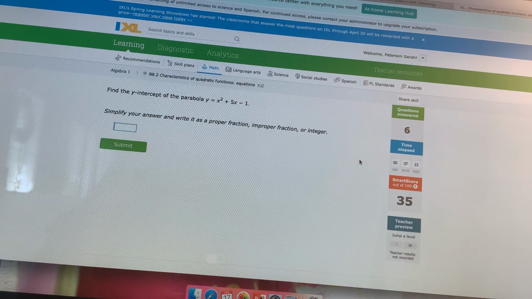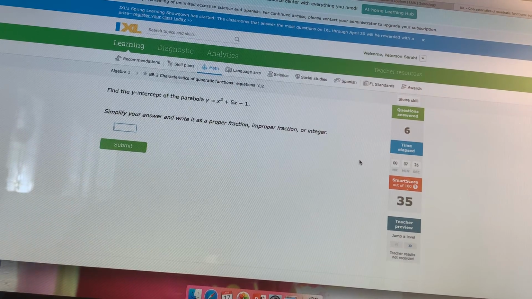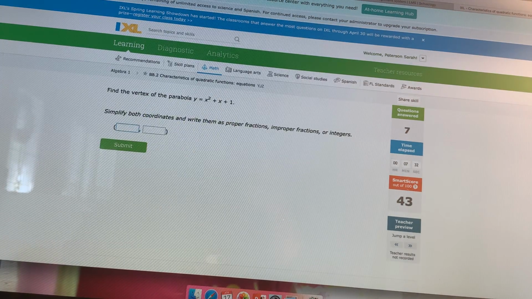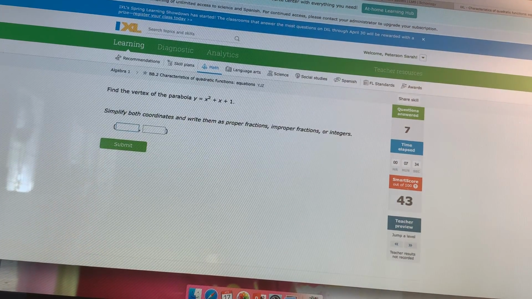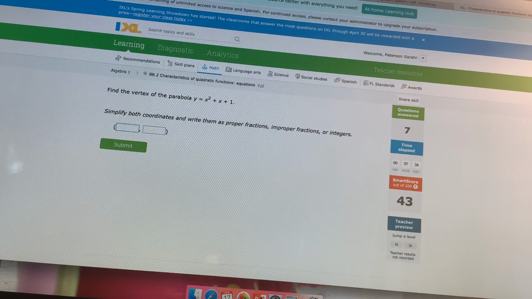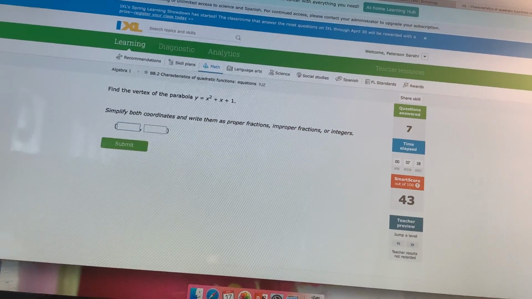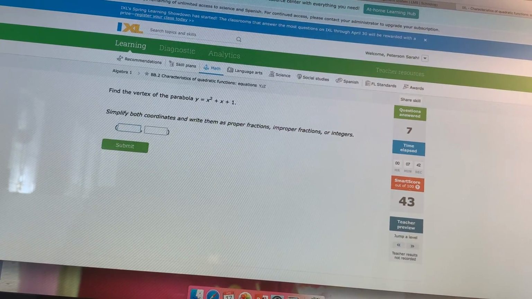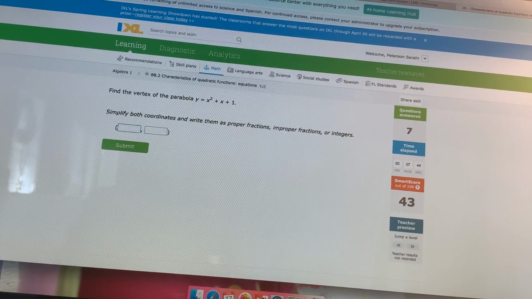All right, so now they give us an easy one. The y-intercept is just the last number. So it says this was a -1 on the end. I'm going to write -1. All right, vertex. That's that specific one that I just did a minute ago. So I'm just writing my equation for a second. Okay.